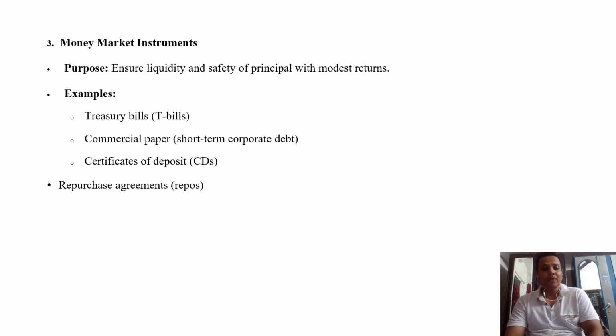Then you have money market instruments. The purpose of a money market instrument is to ensure liquidity and safety of principal with modest return. You have treasury bills issued by the government, commercial paper issued by banks or the industry and corporate sector, certificates of deposit issued by banks, and repurchase agreements, repo rates.